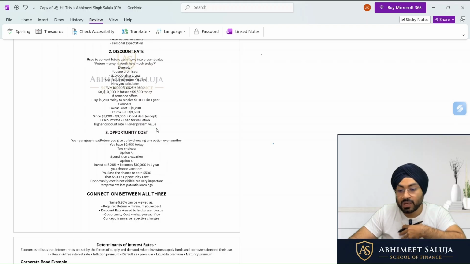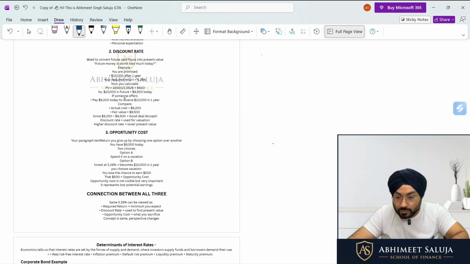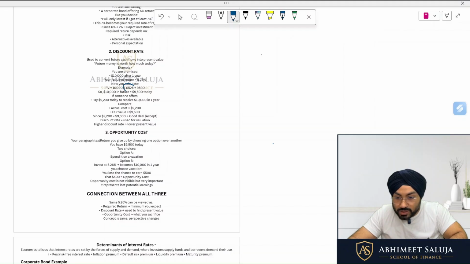Let's just take an example. You are promised 10,000 after 1 year. Your required rate of return is 5.26%. Now you calculate it. Present value is 10,000 divided by 1.0526, which equals 9,500. So 1.0526 is basically what? The discount factor.